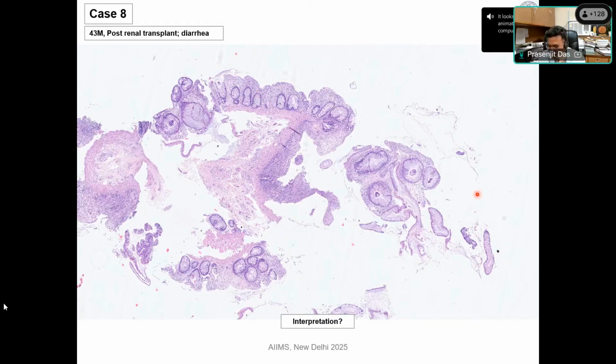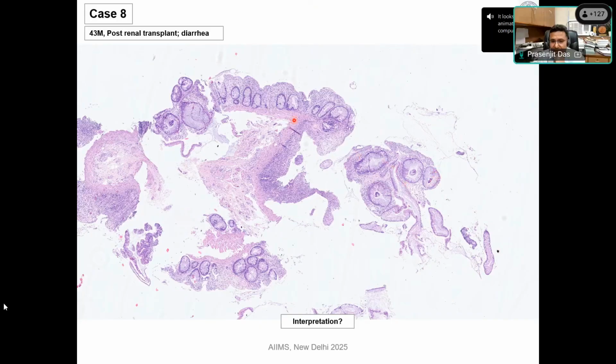Quickly. Now you should be very quick. Architecture? Anyone? Supriya, you can also tell. Architecture maintained or not? Is it a tough question? I cannot hear you. Can you repeat that? Architecture normal or abnormal?